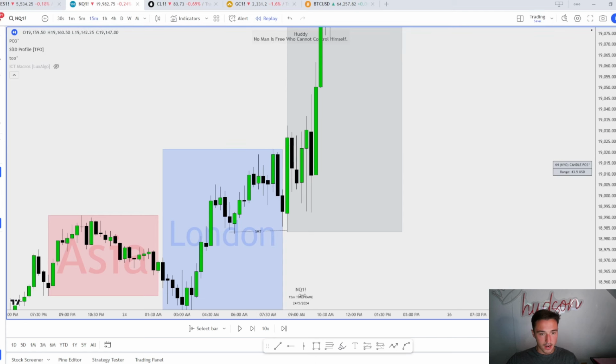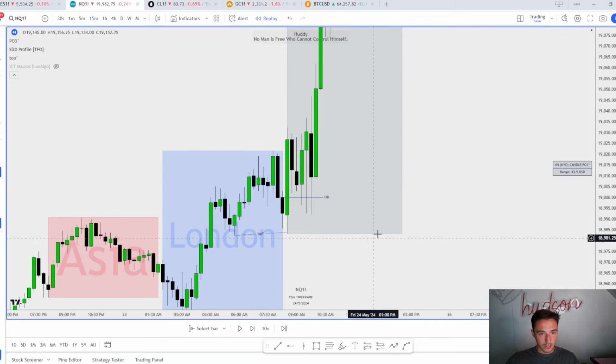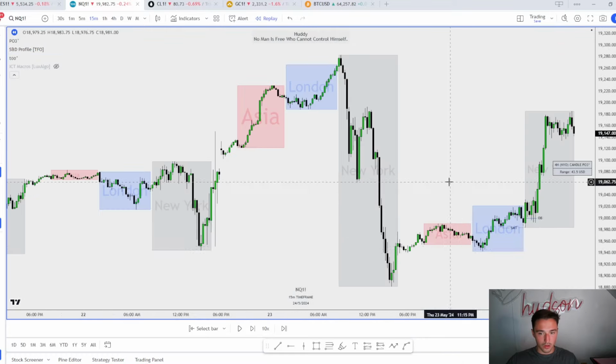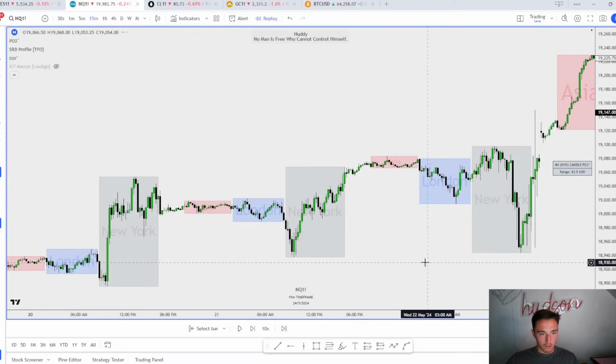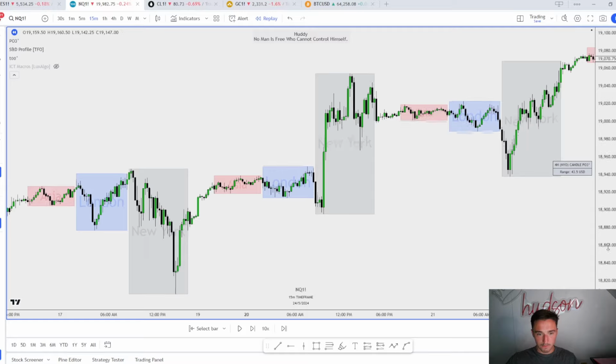So we have a breaker, we have order blocks. That is what is keeping us, right? PD arrays keeping us from going back down lower. So once again, we see these PD arrays that hold us to continue to the upside. So one more example right here.